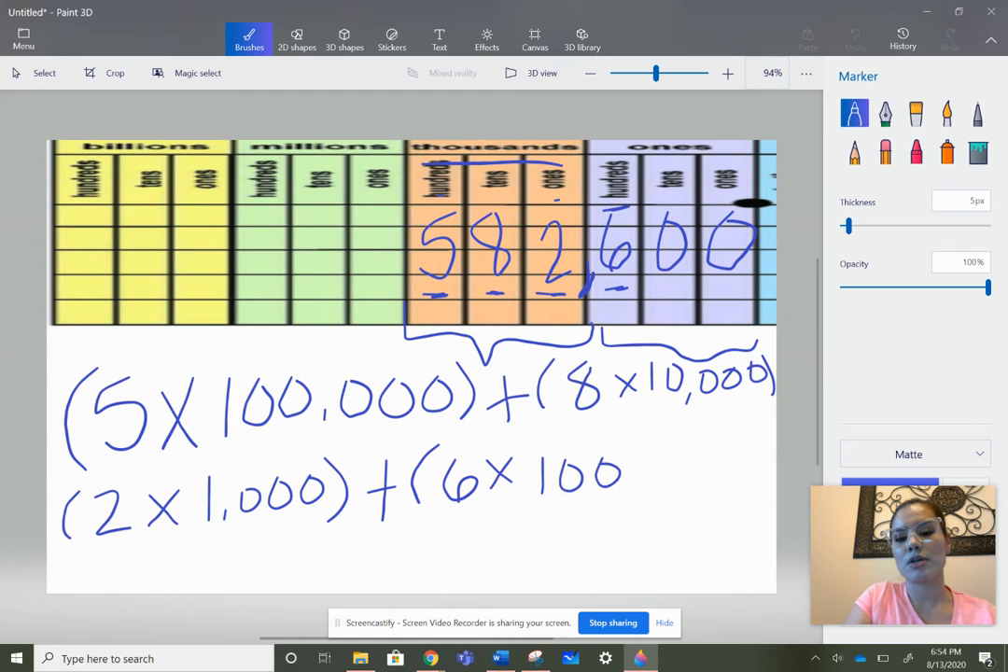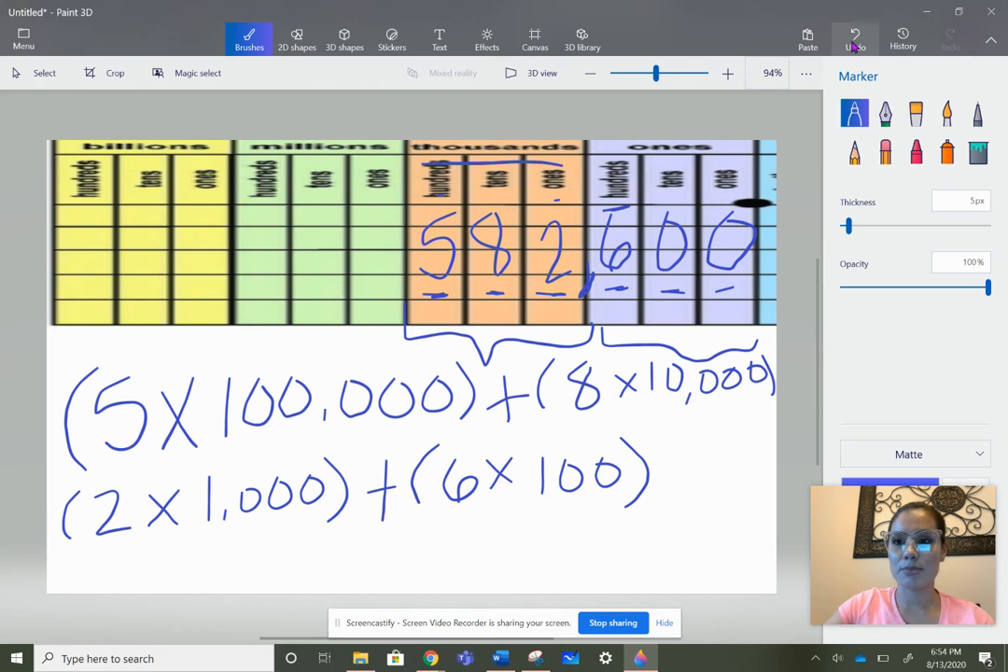times 100. I would end the expanded notation there because the zeros have no value, and when we do expanded notation, we want to know the value of each digit. Since the zeros don't have value, we don't need to add them into our expanded notation.